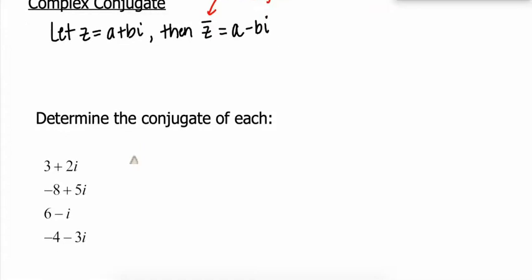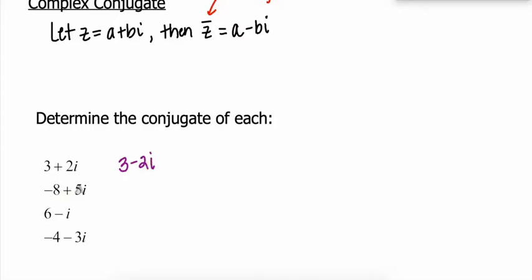So let's practice a couple. Determine the conjugate of each. We have 3 plus 2i, negative 8 plus 5i, 6 minus i, and negative 4 minus 3i. The conjugate of 3 plus 2i is 3 minus 2i. The real part keeps its value. The imaginary part changes its sign.